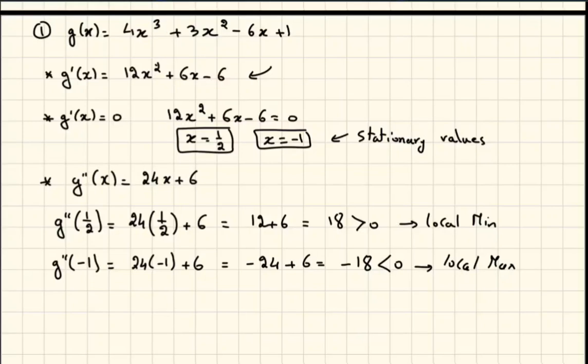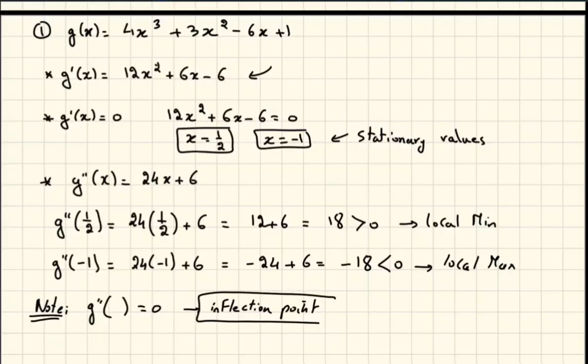Now, as a note, I will make a video about this later on. If you replace an x value in g double prime and you get 0, in this case we call this point an inflection point. We'll talk about this later.